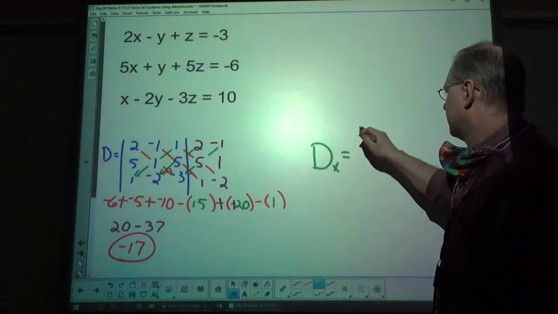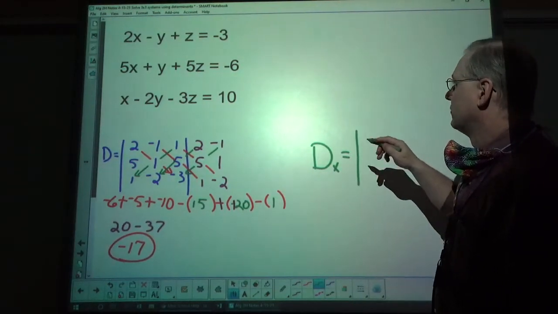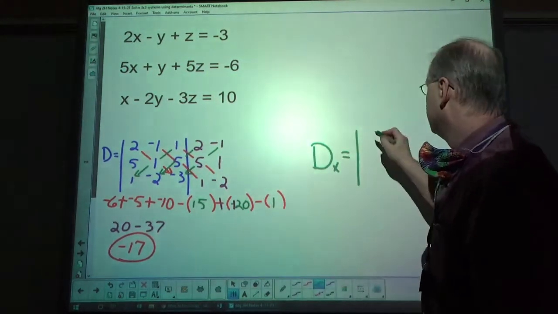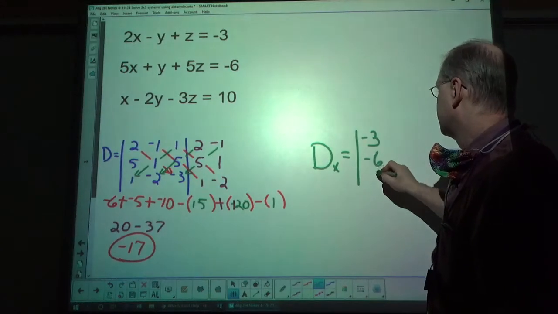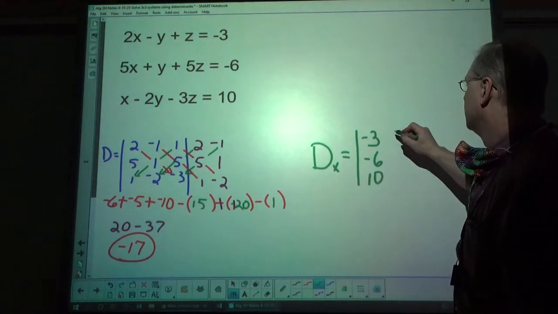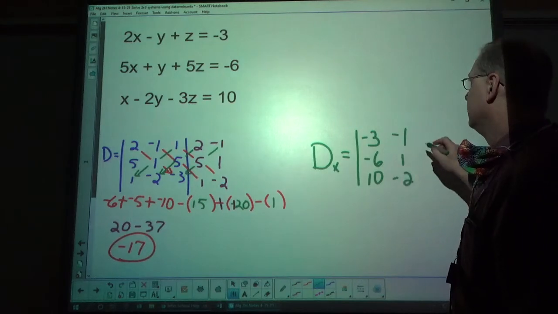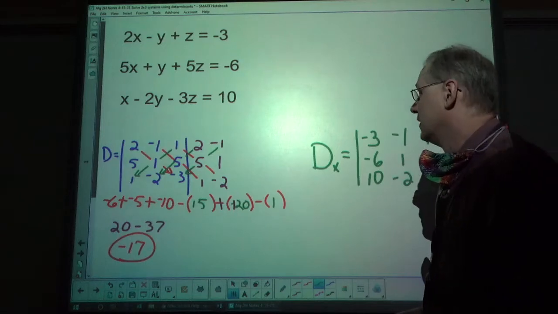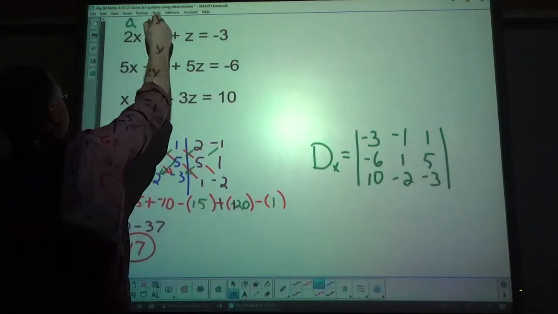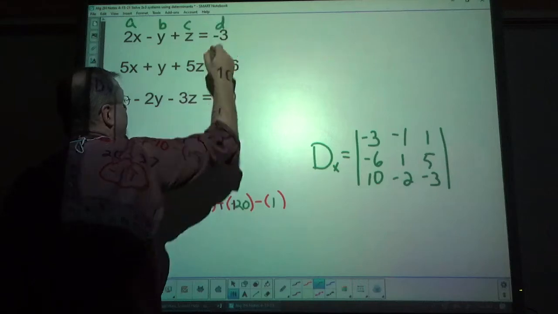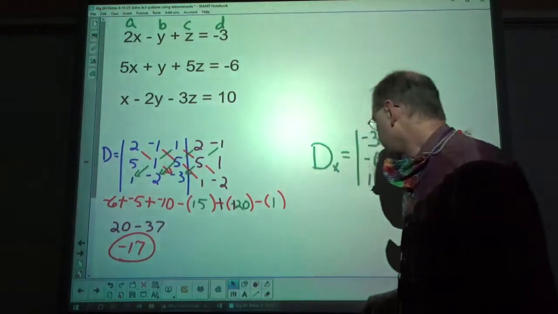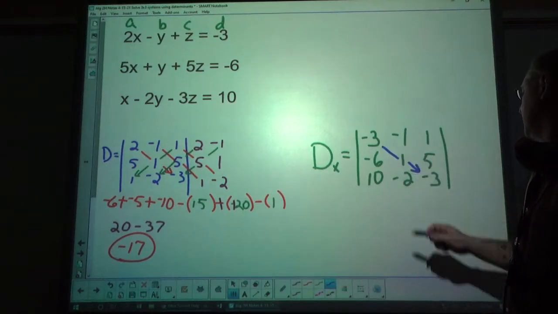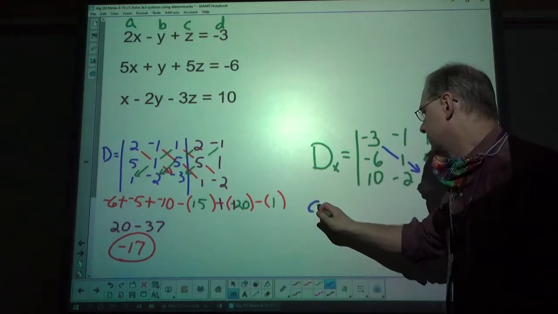D sub x. Remember, the A, B, C column, D is replacing A. So negative 3, negative 6, 10. Negative 1, 1, negative 2, 1, 5, negative 3. Now, if it's helpful, A, B, C, D. I'm going to wrap around here. These multiply. Let's see, that's 9.